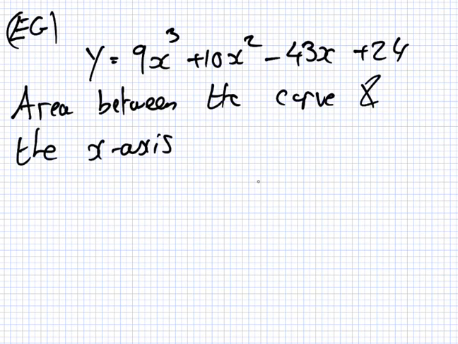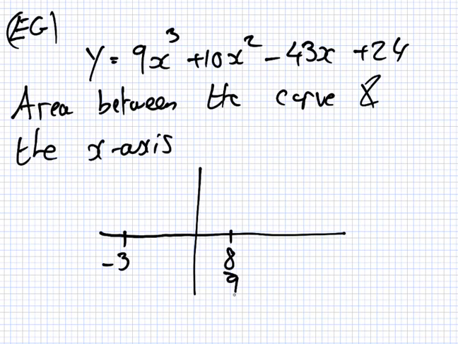Okay, so we have, of the 3 roots, what is the smallest one? 8 over 9, isn't it? Minus 3. Oh, there's a minus 3? Yeah, minus 3, 8 over 9 and 1. And the cubic goes like this, doesn't it? Up, down, up. So I want this area.